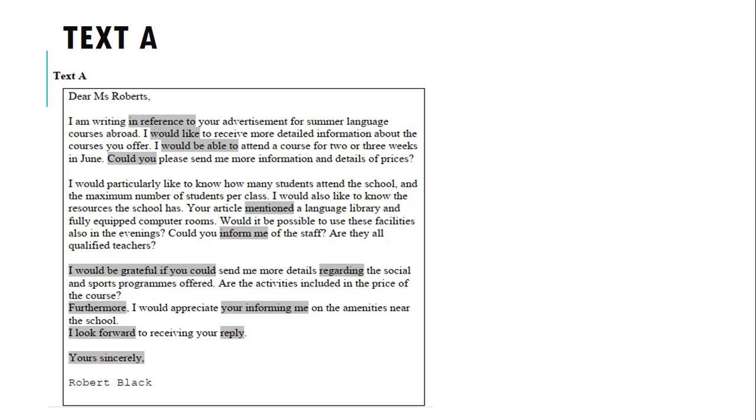And then you end your letter by writing yours sincerely, or sincerely yours, or best regards, or regards, or kind regards, comma, and write your name as the sender of the letter.